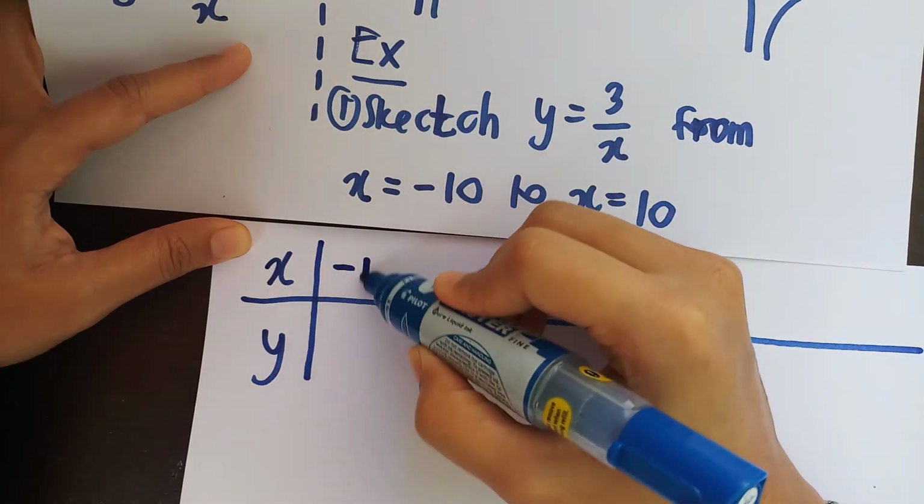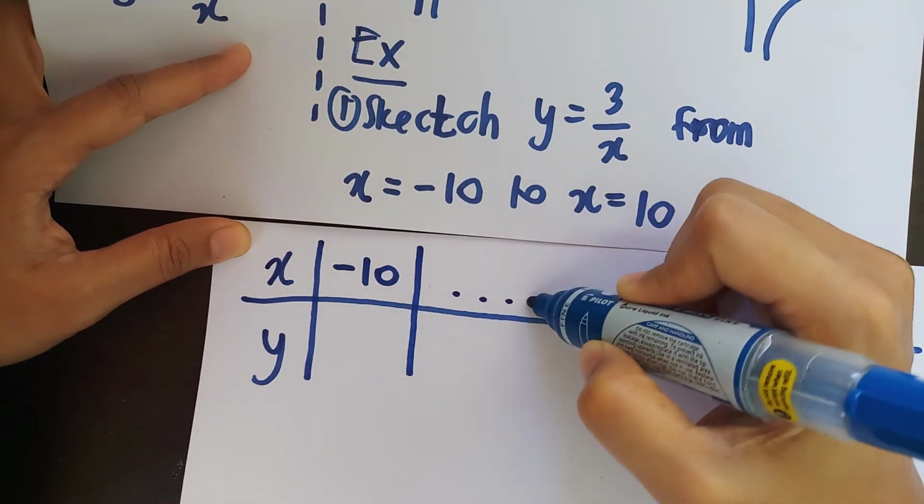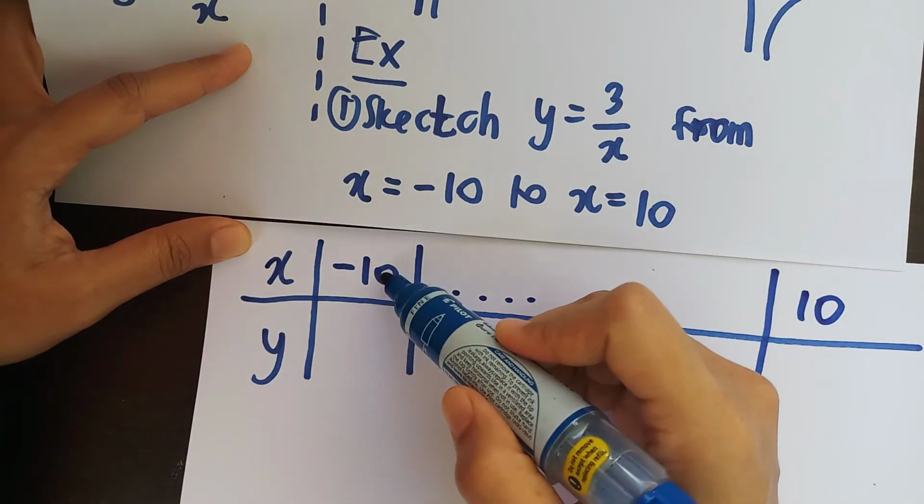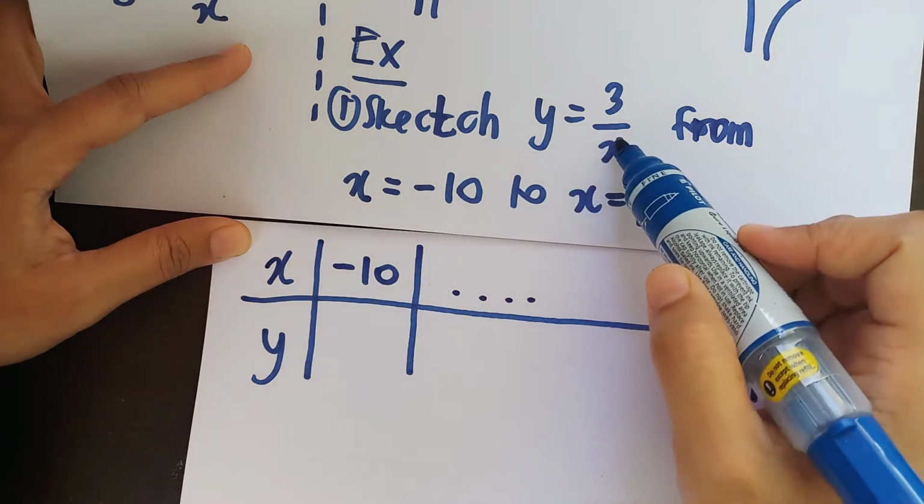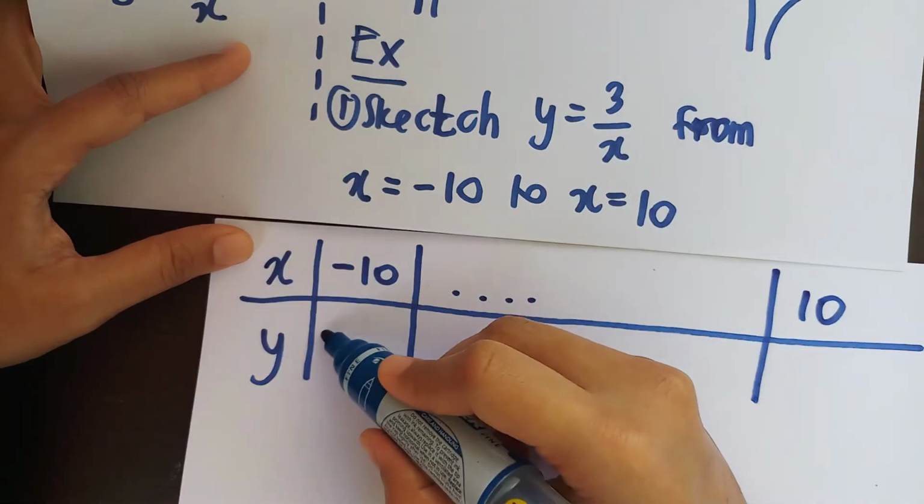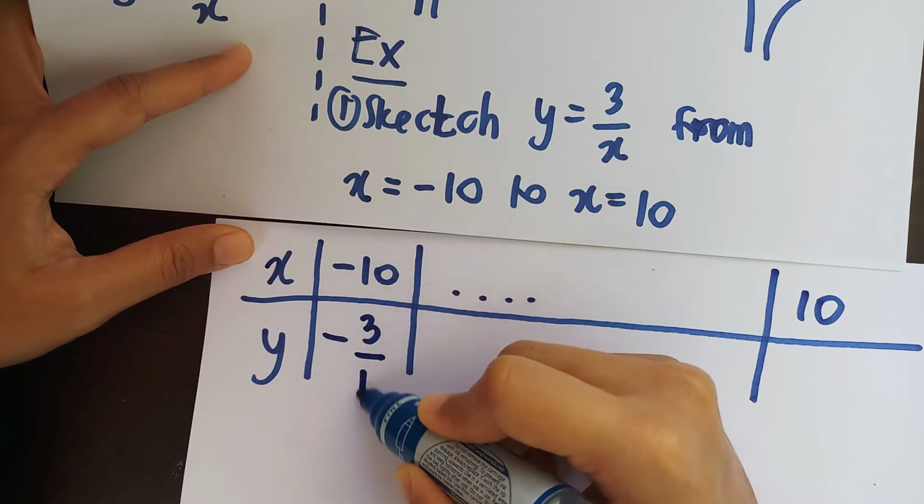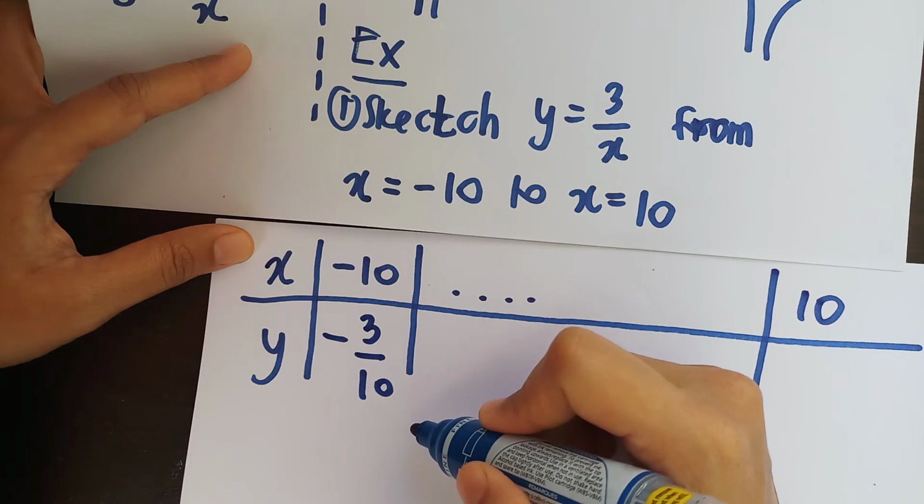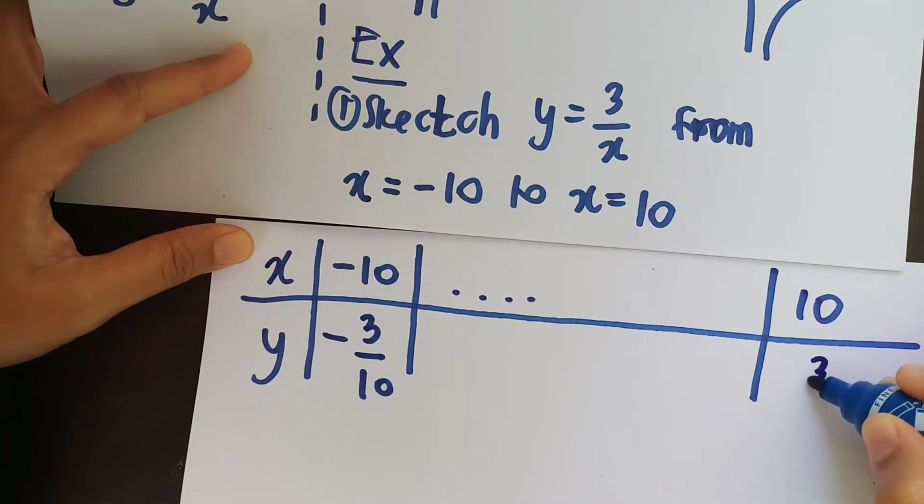You start from negative 10, and the last one would be 10. So for negative 10, you key it into your equation here. So 3 over negative 10, you put negative 3 over 10. You can use your calculator to get the decimal value. And then here you get 3 over 10.